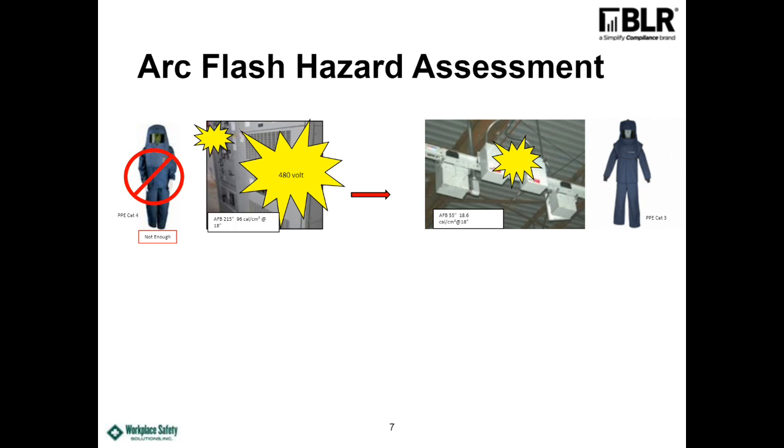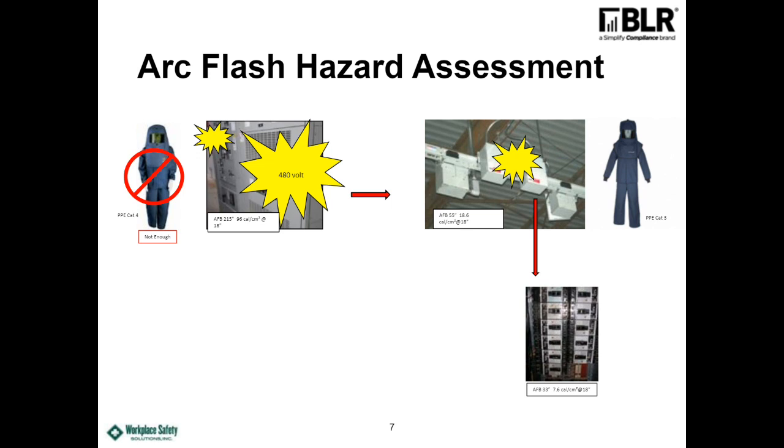You could use a category 3 suit, but most companies and people just have one level, which is the 40 calorie suit. From there, it goes down to a panel, and the panel is now dropped down to 33 inches for the arc flash boundary, down to 7.6 calories per square centimeter. That means you're going to be over 4, and that's going to require a balaclava hood, a shield, and coveralls or clothing that is greater than 7.6.